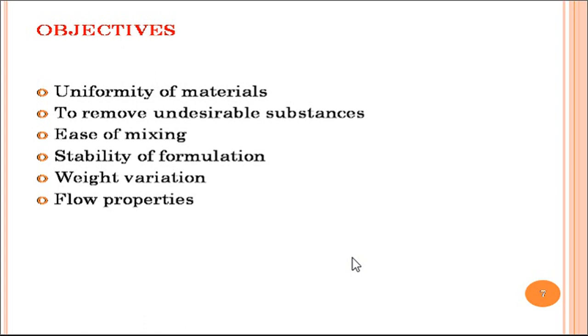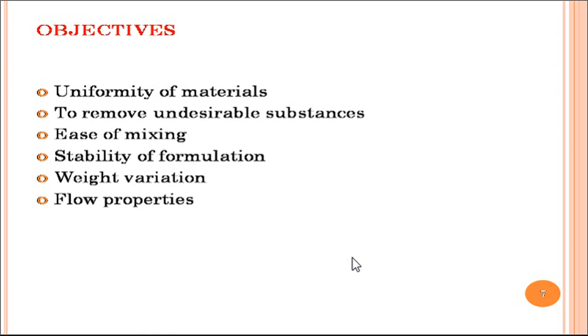Then next is ease of mixing. As we have already discussed in size reduction, size separation is also important for mixing. If the particles vary in size and shape, then they will cause complications during the process of mixing. So one should avoid this kind of mixing process and should carry out the mixing with a uniform size of the powder particles, and that's why the need of size separation.